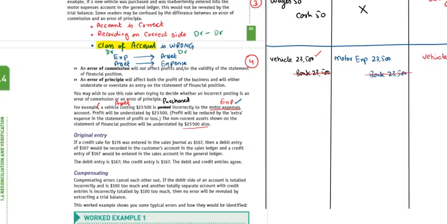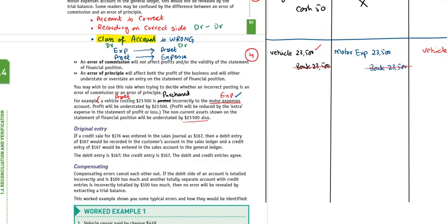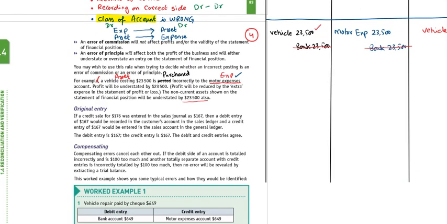So the next error related to this is the error of original entry. What does it mean? Error of original entry means there is a typing mistake in recording the entry. So the error is related to the typing mistake. If a credit sale of 176 was entered in the sales journal as 167, then the debit entry of 167 would be recorded in the customer account.